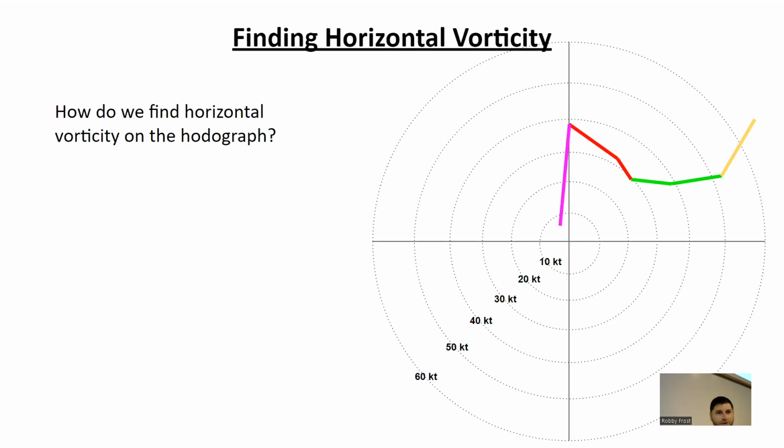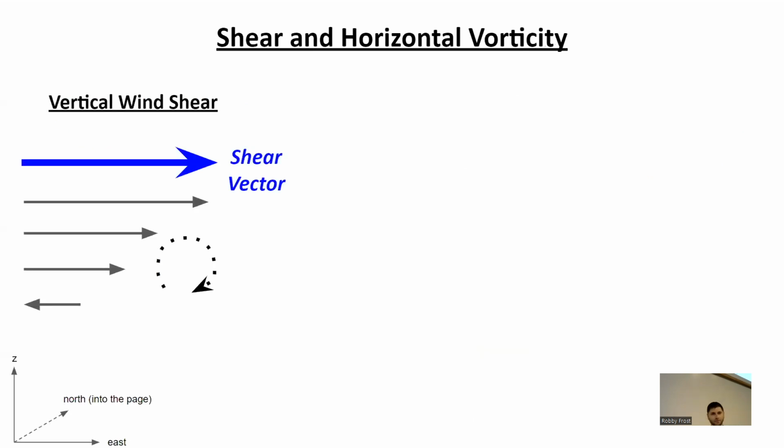So how do we find horizontal vorticity on a hodograph? We talked about how to find shear, bulk shear, storm motion, storm relative winds. Now we're doing horizontal vorticity. Well, let's first just think about the relationship between shear and vorticity. I think that's the best way to do this. So here on the left, we have an idealized wind profile with increasing westerly winds with height. We refer to this as a westerly wind shear profile, as depicted by that westerly deep layer shear vector in blue there.